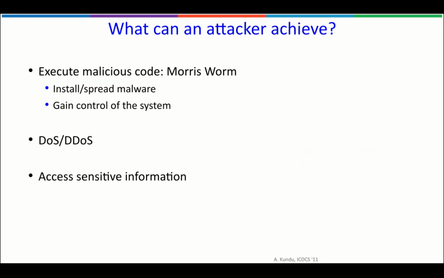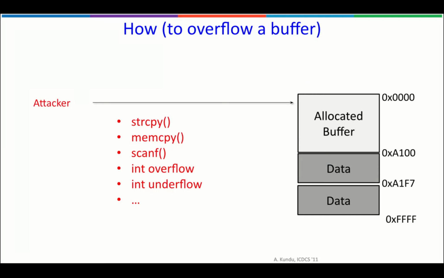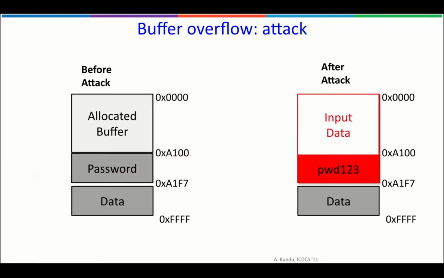It can actually turn your process or system into a bot, and then control it from there. It can access sensitive information, right? And how do you overflow a buffer? You can overflow using strcpy, memcpy, scanf, etc. All these are essentially vulnerable system calls, right?